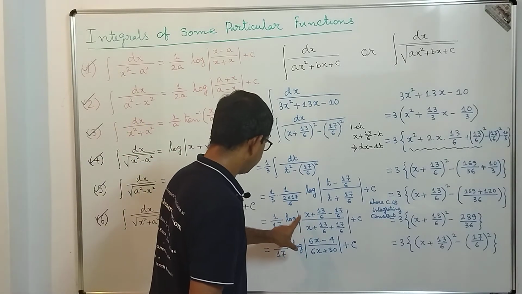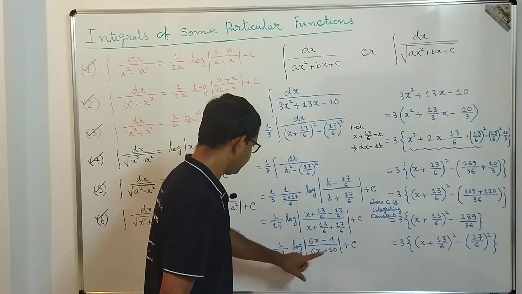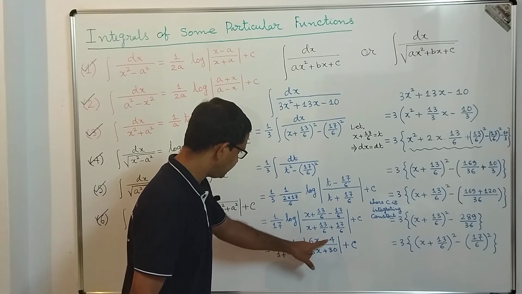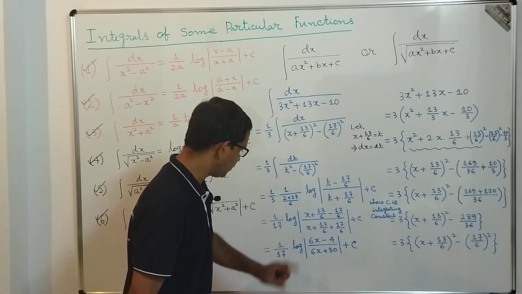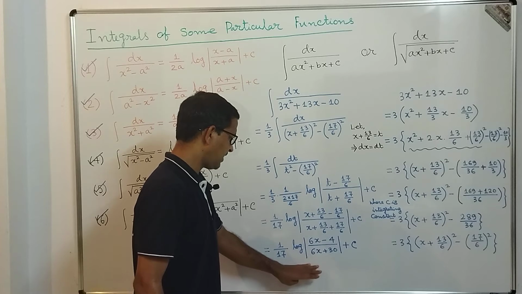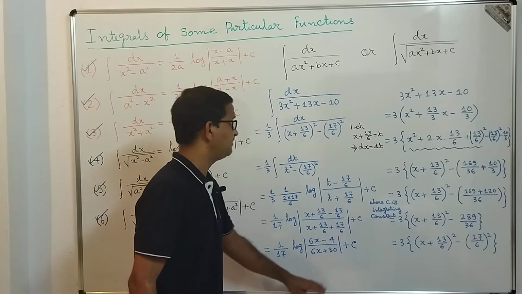Now you can simplify further. So it is 6x minus 4 divided by 6x plus 30. So we can take 2 common here, 2 common here. In that way we can further process and simplify it. Okay, and this we can further simplify.